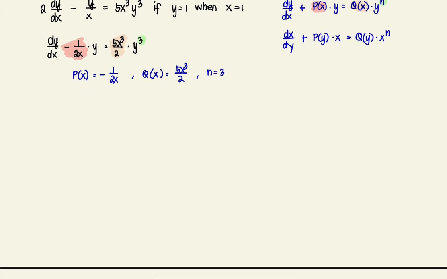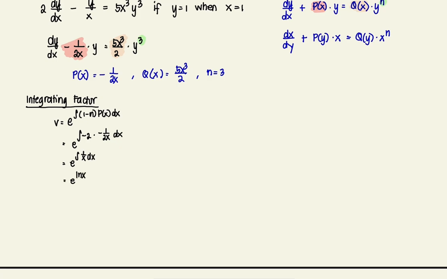So we are going now to directly look for the integrating factor. Our integrating factor v is equal to e to the integral of (1 minus n) p of x dx. So that's e to the integral of negative 2, because that's 1 minus 3, and our p of x is negative 1 over 2x, dx. So we cancel negative 2. That's e to the integral of 1 over x dx, or that is e to the power of ln of x. Therefore, our integrating factor v is x.